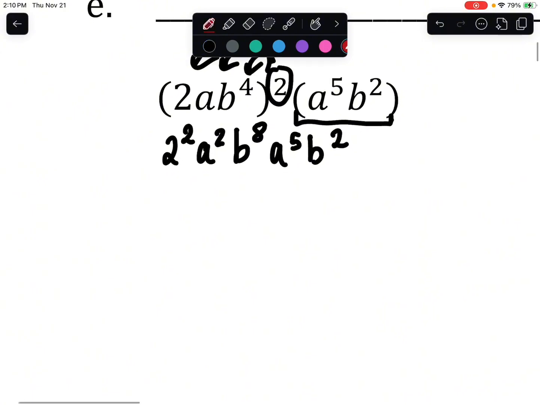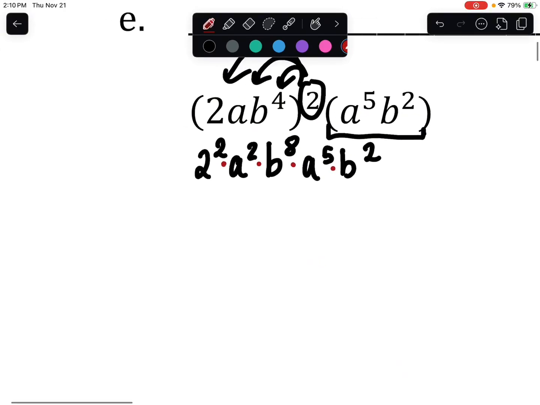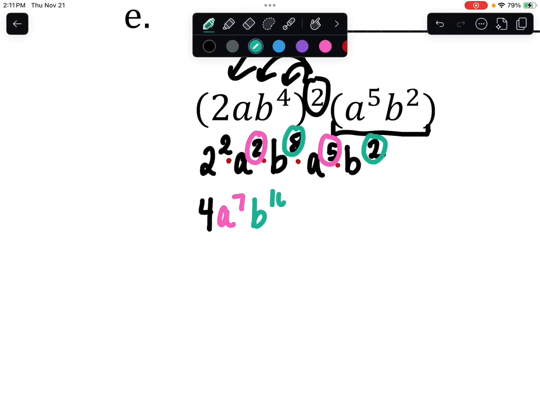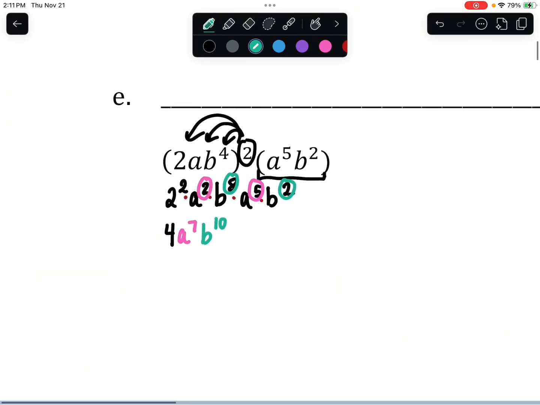And then something I like to do is put a multiplication sign between each term, just so I know they don't have to stay in this order. You can rearrange the terms, separate the terms. And so when we rewrite this, we would have 4 for our leading coefficient, and then a squared times a to the 5th would end up being a to the 7th. B to the 8th times b squared, we would add those and get b to the 10th. And so our final simplified answer would be 4a to the 7th, b to the 10th.